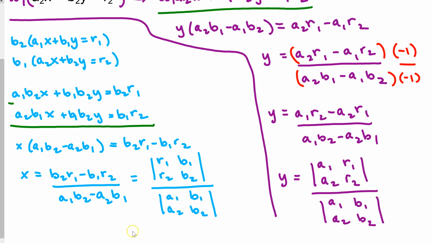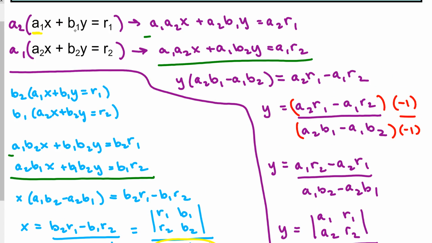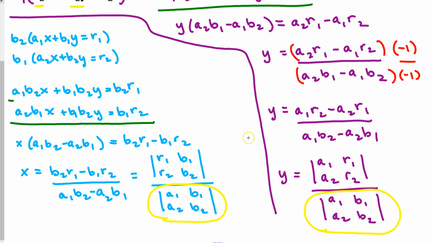So actually, if you look at x and you look at y, they have the same denominator. And the denominator is the determinant of the 2x2 matrix that is formed when you just use the coefficients on x and the coefficients on y. Now the numerator, when you're looking for x, you don't have the x coefficients here. You have the r values, the constants, in their places. And when you're looking for y, you don't have the y coefficients here, the b values. You have the r values in their places. So this is known as Cramer's rule for a 2 by 2 system.